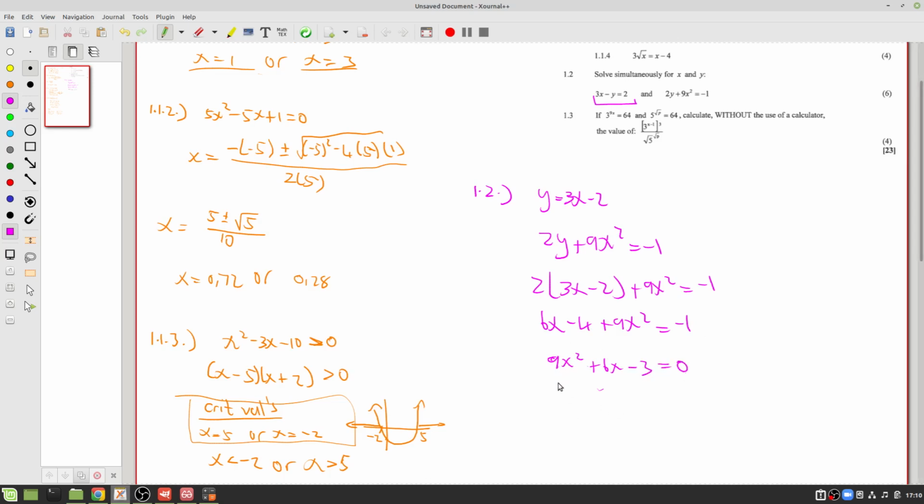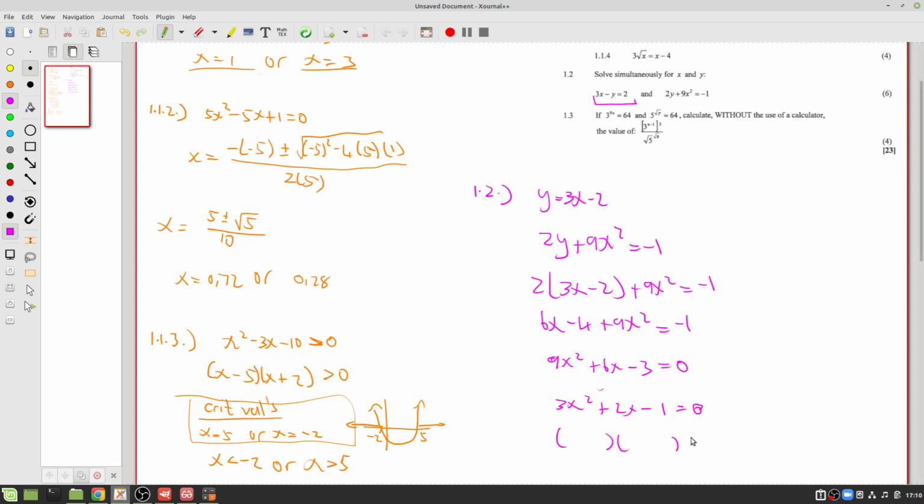Right, so we see we can take out a common factor here. We can divide everything by 3, which will make it a lot easier. So let's do that. Divide everything by 3, both sides. So this side becomes 3x squared plus 2x minus 1. And what is 0 divided by 3? Still 0. Nice. Now this one again can factorize.